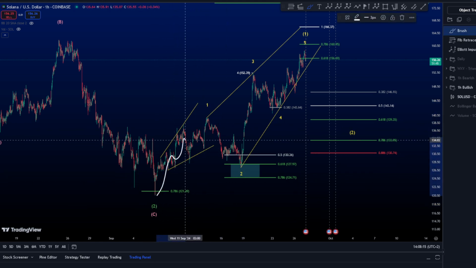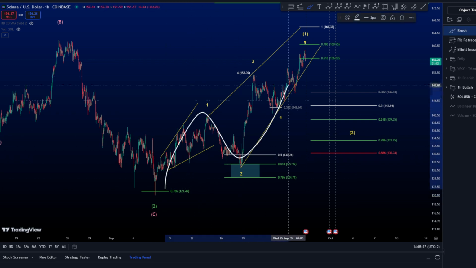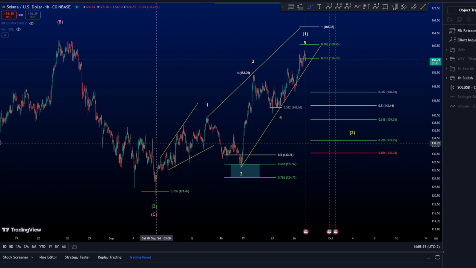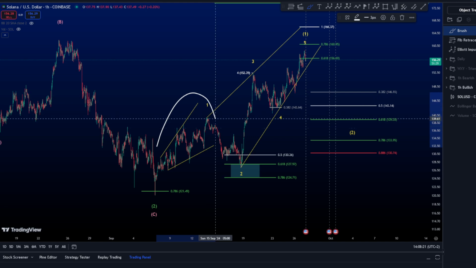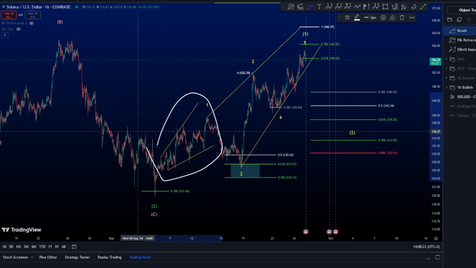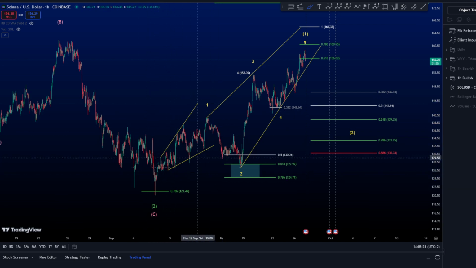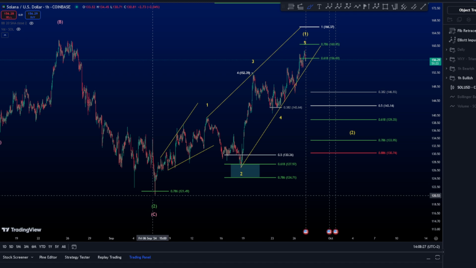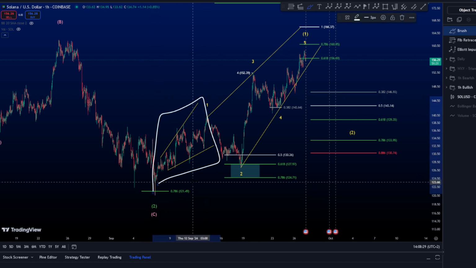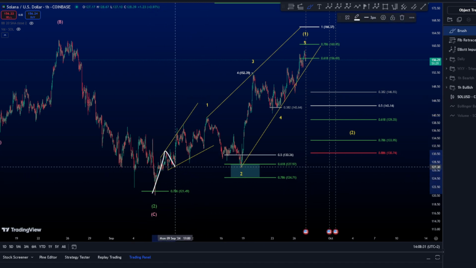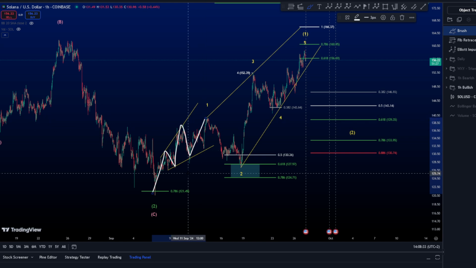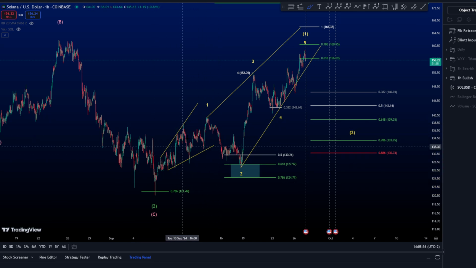Yeah, we cannot count it as ABC or zigzag, based on what we are looking at here. So definitely, there is no other possibility. It's very rare to see it working, but in Solana, for the first time, we see this working as an expanding diagonal in a wave 1, where we can see 1, 2, 3, 4, 5.